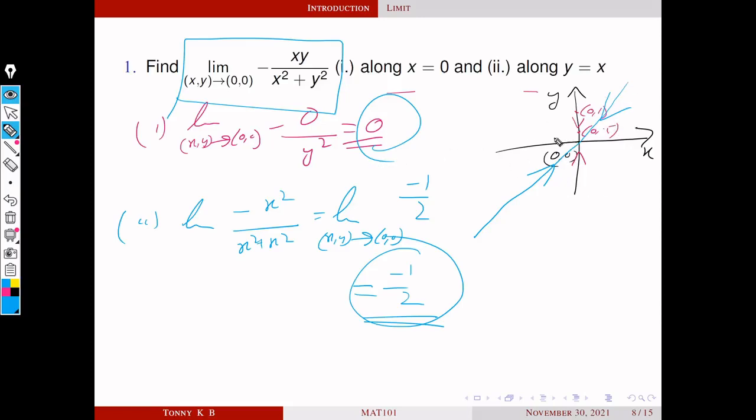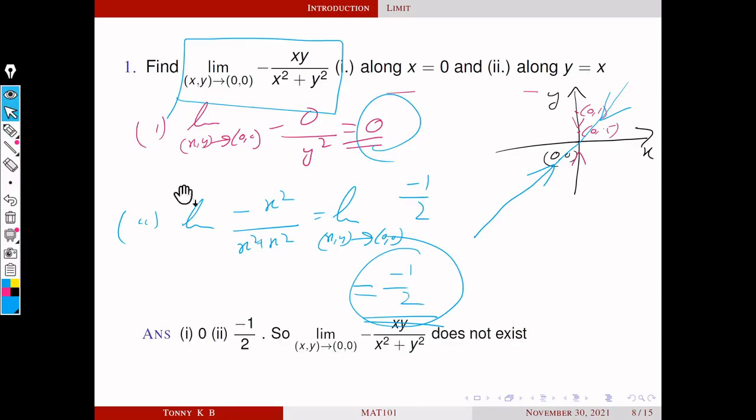Whatever be the direction, its limiting value should be the same. But here the limiting value is different in different paths. So this limit doesn't exist. Along this path its limiting value is 0. Along this path its limiting value is minus 1 by 2. Okay, this is the concept of limit. 0, minus 1 by 2, and this limit doesn't exist. Clear?